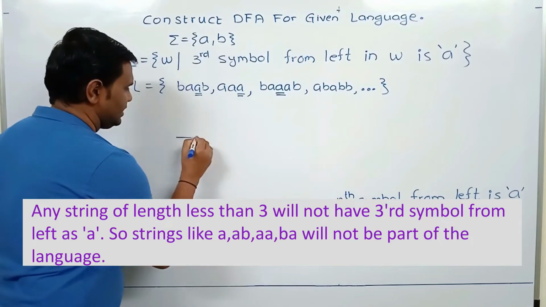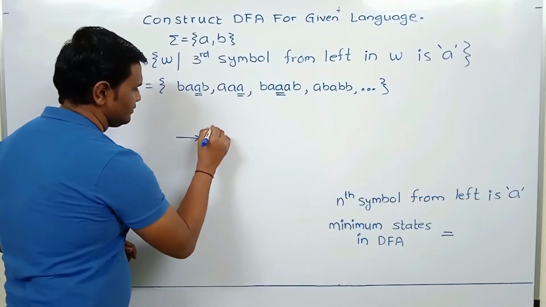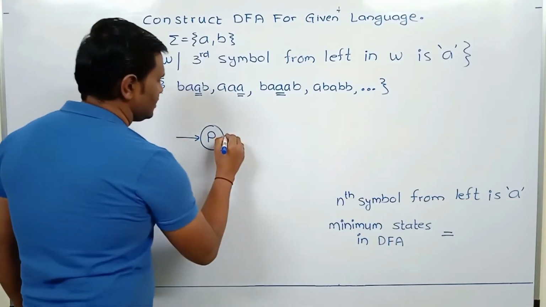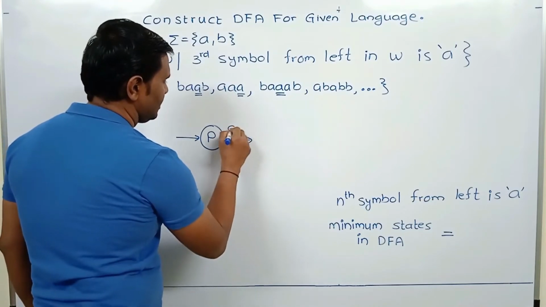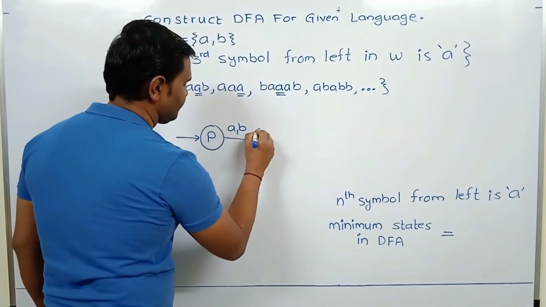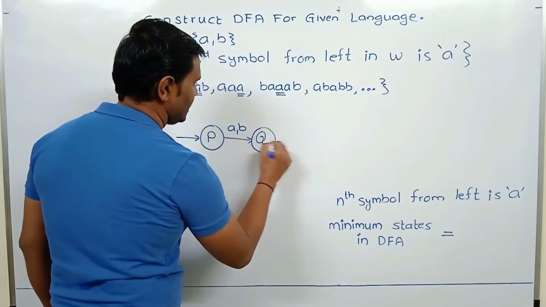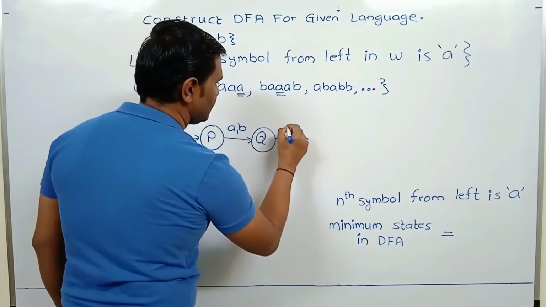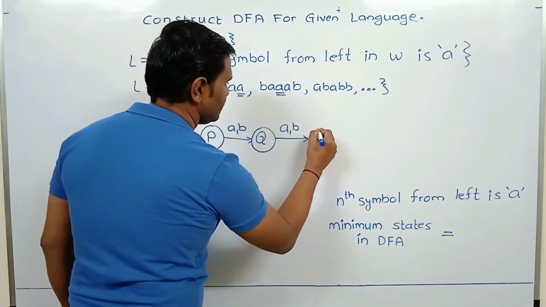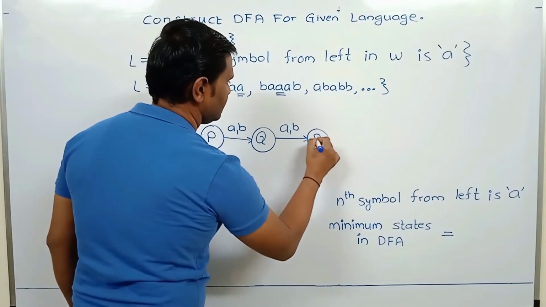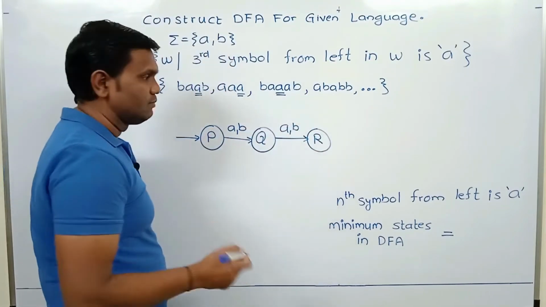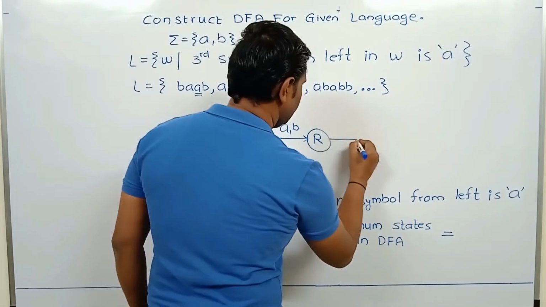So the initial state is P. Now the first symbol can be A or B. The second symbol can be A or B. Now we come to the third symbol. The third symbol must be A.